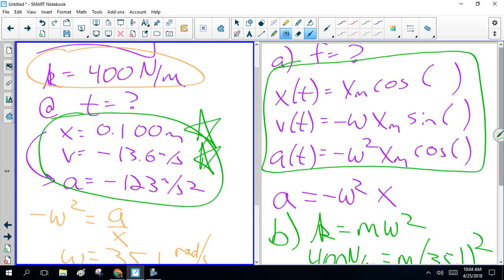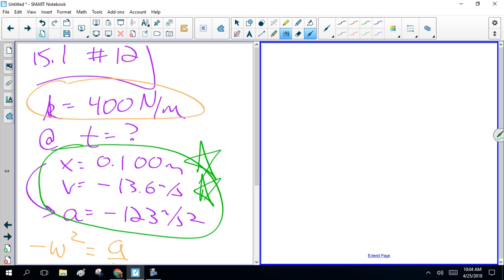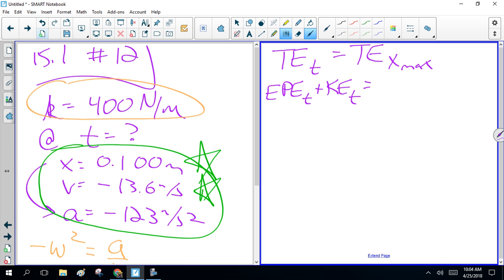Okay? So to do part C, here's what we're going to do. I'm going to say, all right, well, I know that the total energy at that arbitrary point t is equal to the total energy when my x is at a max, right? So that means the elastic potential energy at the given time t plus the kinetic energy at the given time t is equal to my maximum elastic potential energy, right? Follow?